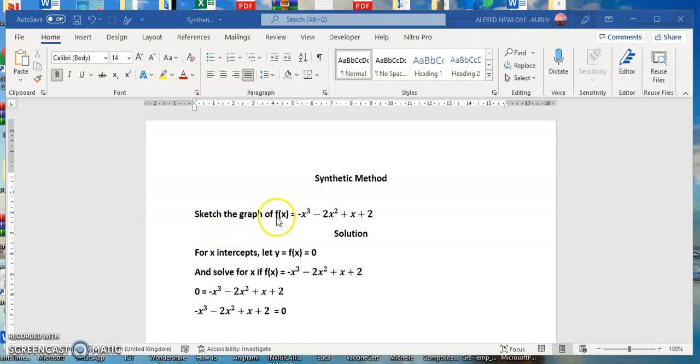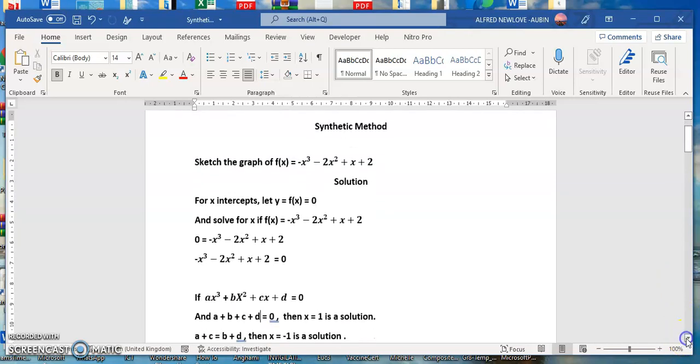Today we are going to learn how to sketch the graph. Assuming we have this graph and we are told to sketch it, the first thing we need to do is to find the x-intercept. With the x-intercept, y is equal to 0. Then we solve for x, so this equation will be equal to 0.